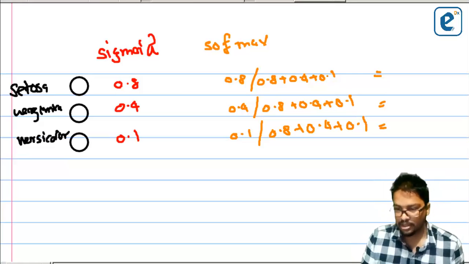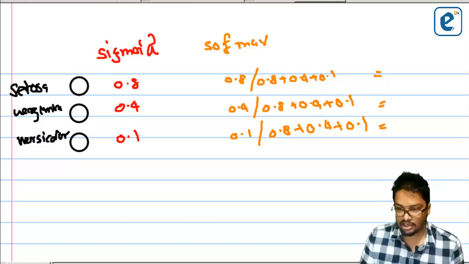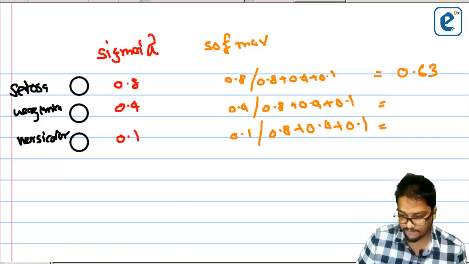So let me get the actual values for these. 0.8 divided by 1.3. So here it will be 0.63, yeah, 0.62 actually. This should be 0.62.